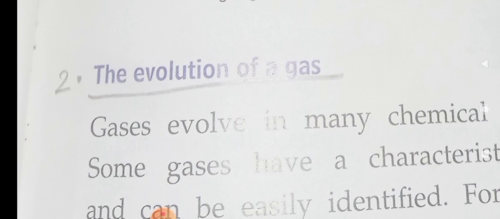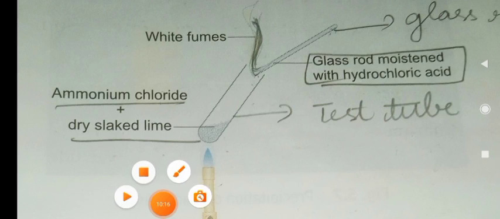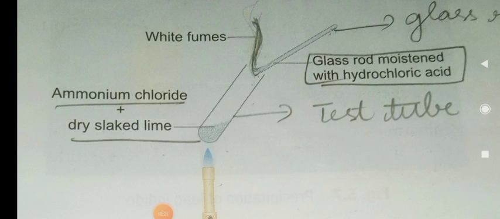The next concept is evolution of a gas. Most chemical reactions are accompanied by the evolution of gas. And each gas has its peculiar character. When hydrogen is evolved, you will hear a pop when you ignite that gas. You can hear the pop sound. Similarly, when ammonia is evolved, you can smell the pungent smell.